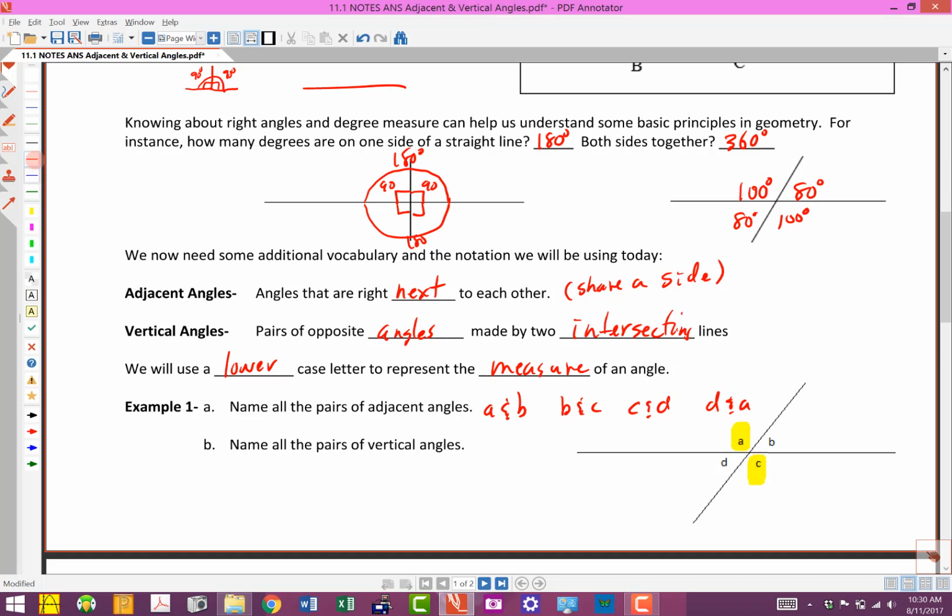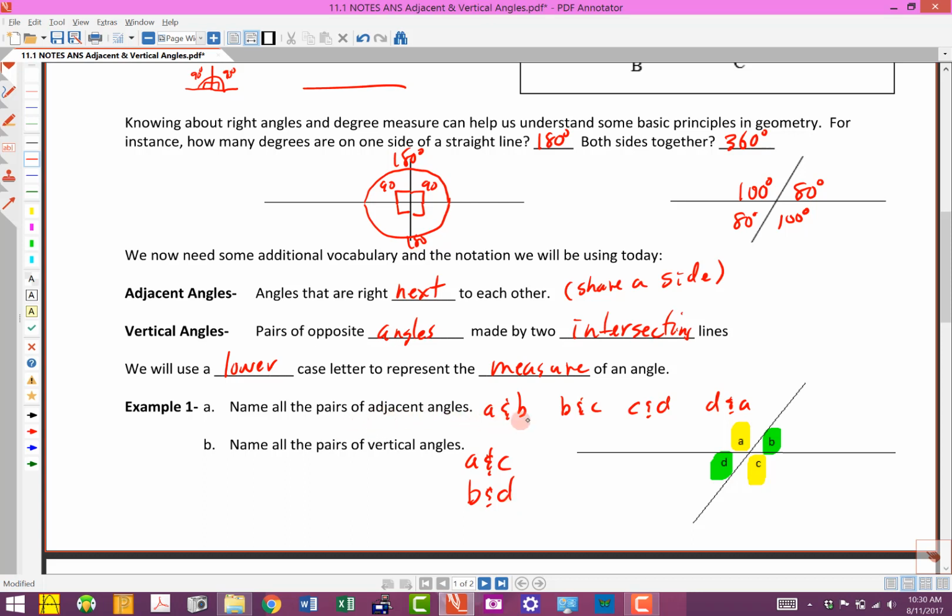So we're going to say A and C would be a pair of vertical angles. They always come in pairs. And then if I look at this one right here, B and D, those are vertical angles because they're across from each other. So we're going to write B and D. So those are the pairs of vertical angles. Now, just got to keep those straight. That's the focus of this section.